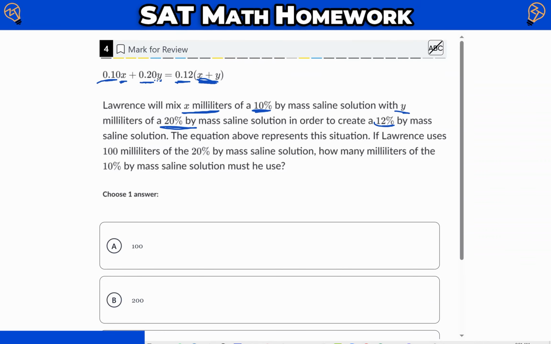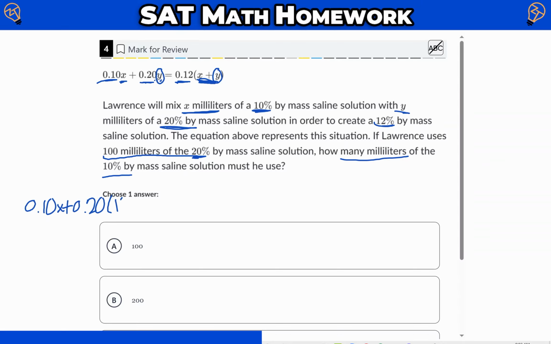So if Lawrence uses 100 milliliters of the 20%, well, that means we're going to replace all the Y's with 100. And then our goal is to figure out how many milliliters of the 10% solution must he use. In other words, we're finding X. So I'm going to go ahead and write this off to the side. You'll see why in just a moment. But we'll plug in the 100 for Y.